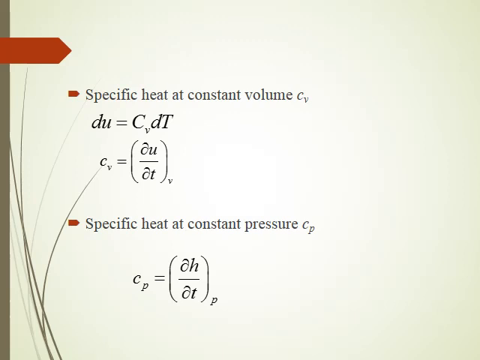It would be more proper to define Cv as the change in internal energy of the substance per unit change in temperature at constant volume. And similarly, Cp is defined as the change in enthalpy of a substance per unit change in temperature at constant pressure. So we can say that Cv is basically a measure of the variation of internal energy of a substance with temperature, and Cp is a measure of the variation of enthalpy of a substance with temperature.